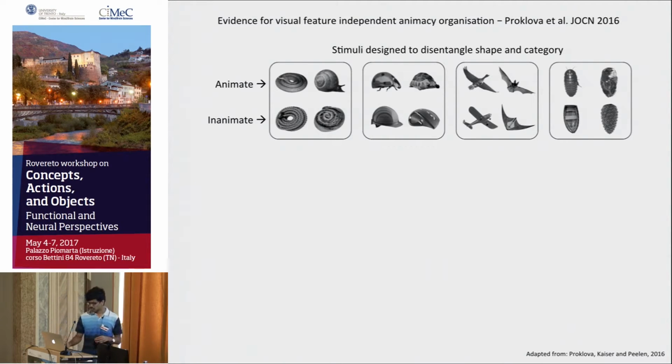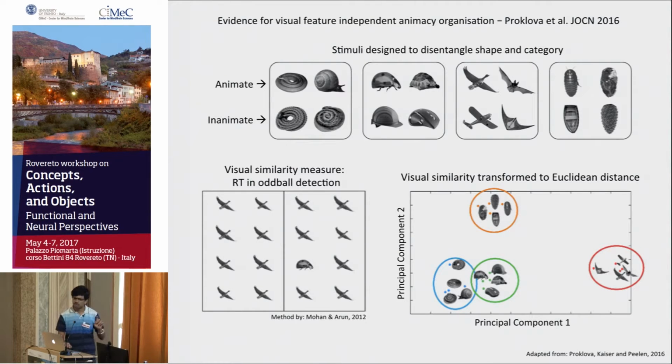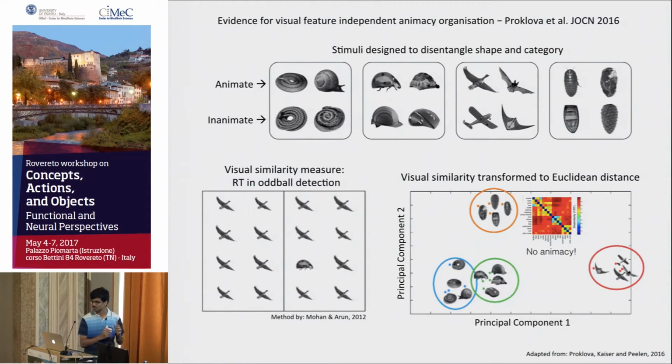To assess the visual similarity of these objects, an oddball detection task was used. So you have 15 distractors and one object, and the task is to detect that oddball. The longer you take, the more similar these two objects are. So you can then create pairwise similarity measures for each of the 16 objects, and then project them into a two-dimensional space. So you get the two principal components. And what you find is there's no animacy reflected in these two dimensions, which says that, okay, this stimuli set is actually working, that it's not easy to infer category from the stimuli set.